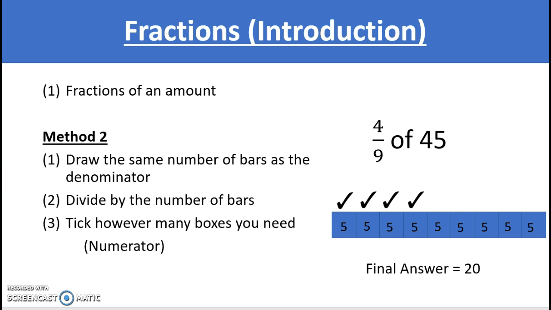Or if you think that you're going to forget that way, look at the bottom of 9, draw 9 boxes, take 45 divided by 9, and you get 5. And because you want 4 boxes from the top, you have your answer as 20 when you add these guys together.